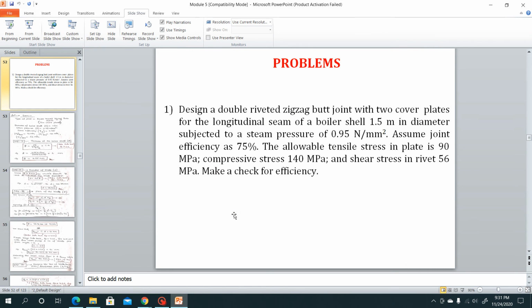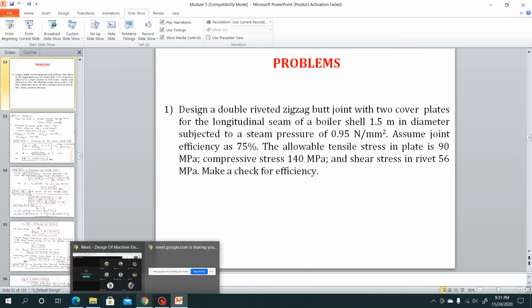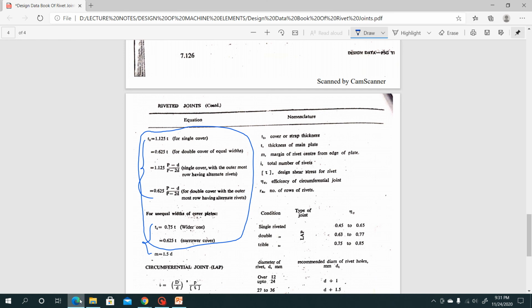Design a double riveted zigzag butt joint with two. No condition is given regarding this butt strap. So if nothing is given in the problem, I will always assume equal width strips. If you see equal width strips, four equations are available. Which equation do I have to use?